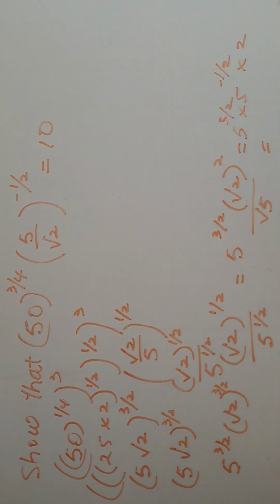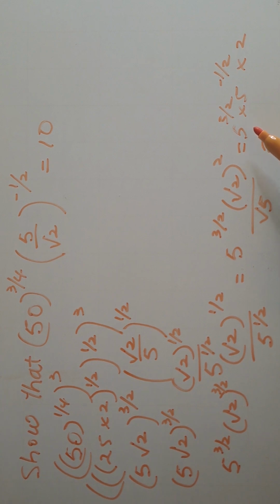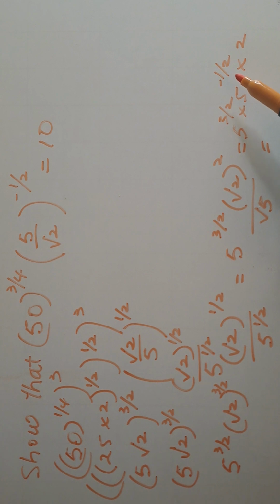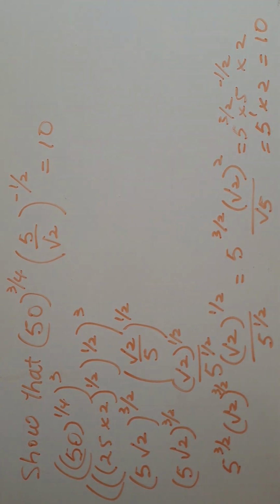Now we have a common base here of 5, and we add 3 over 2 to minus a half. We have 5 raised to the power of 1, and we have 2, which gives our result of 10. So careful use of indices here.